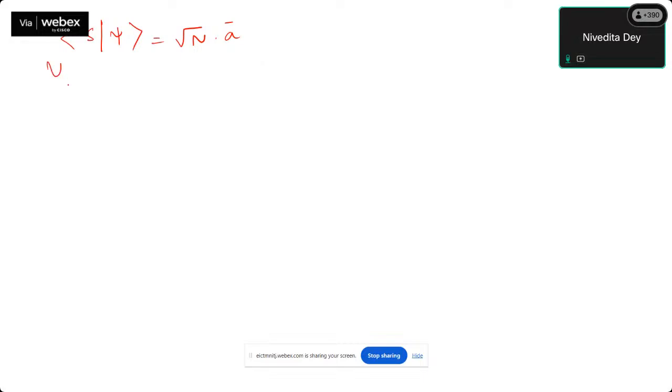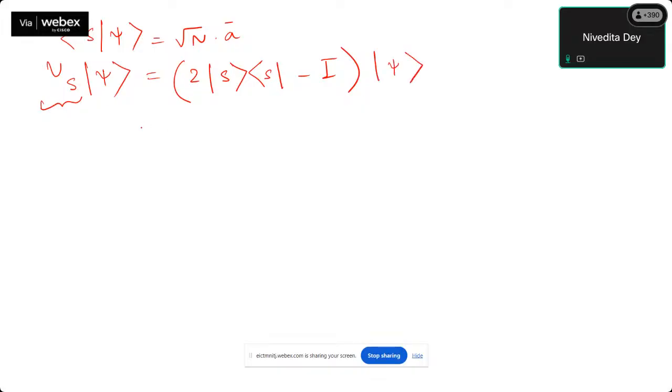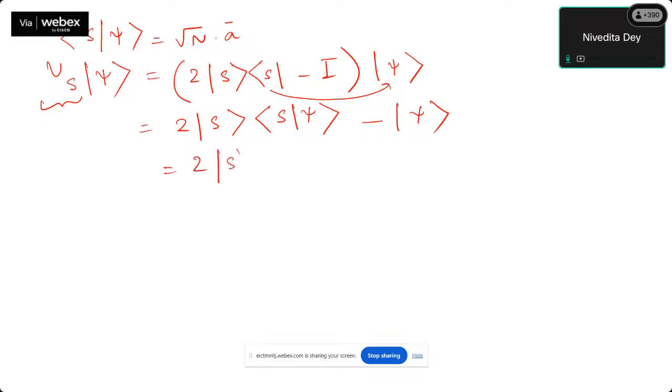Now say US is working on psi. That is, a reflection operator is working on psi. What was the definition of the reflection operator? This one: 2 ket S bra S minus I, applied on ket psi. We can write this thing and this thing together, minus this side. What is this value? Root n into A bar. This is 2S root n A bar minus psi.